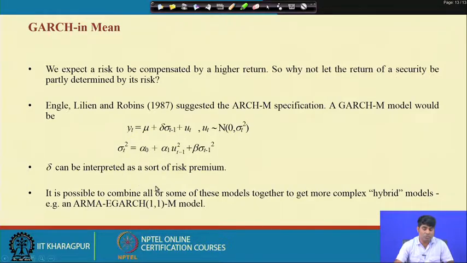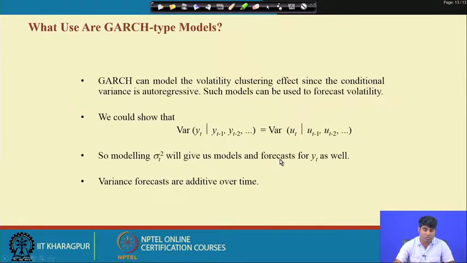Again, it is possible to combine all or some of these models together to get more complex, hybrid models like an ARMA EGARCH 1 1 M model, but that is something you can have in the process. It is a more complex character through which you can do the processing.